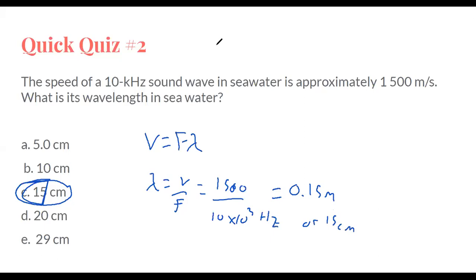So not too bad. Again, this wave formula is great. It works for any wave in any medium.